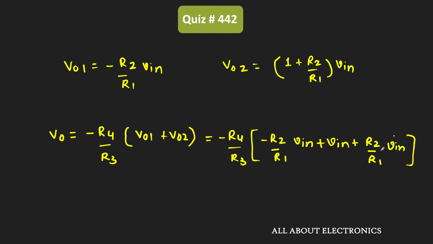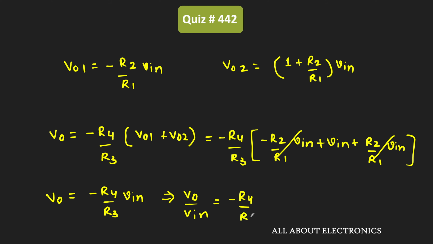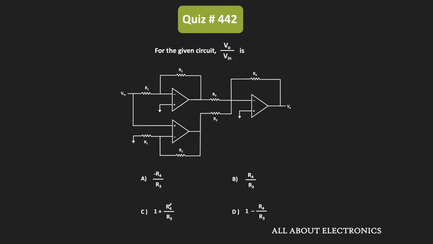In this case, these two terms will get cancelled out. That means eventually this output voltage Vout is equal to minus R4 divided by R3 times Vin. Or we can say that the voltage gain of this amplifier, that is Vout divided by Vin, is equal to minus R4 divided by R3. So from this we can say that for the given question, this A is the correct answer.